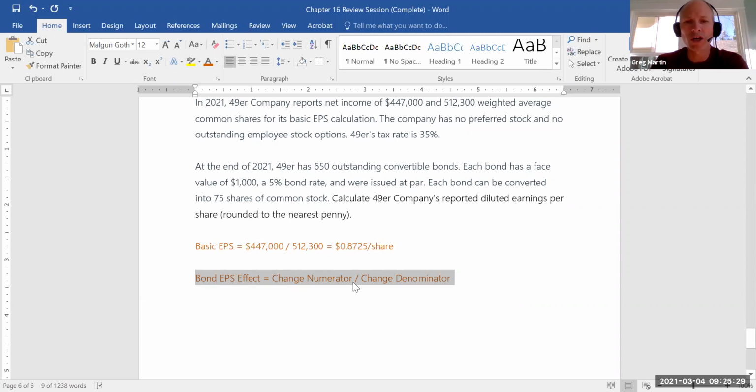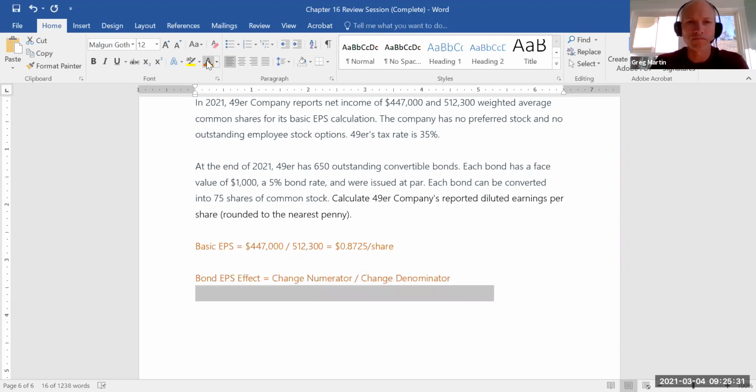So we have the change in the numerator over the change in the denominator. All right, the change in the numerator: if these bonds were converted, then there would be no interest expense related to those bonds. So basically what we have here is the 650 bonds, the par value for each bond, and the bond rate. Since they're issued at par, the bond rate and the bond yield are exactly the same. And by the way, on the test, it's going to be the same way. All right, so that gives us the total pre-tax interest expense related to these bonds.